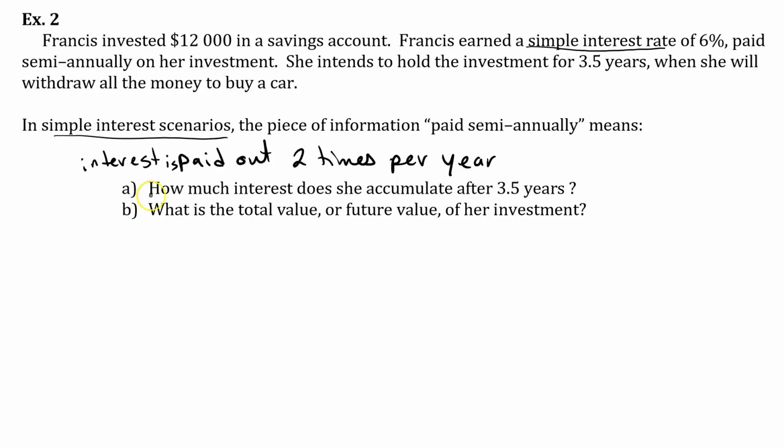So we have 2 questions here. How much interest does she accumulate after 3.5 years? And what is the total value or future value of her investment? So let's start out with A.